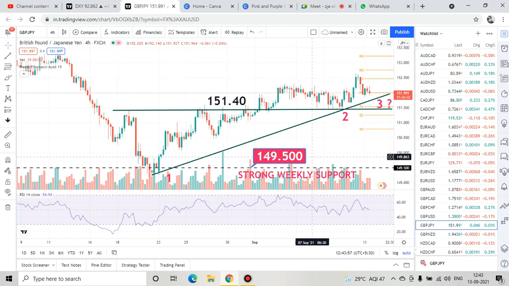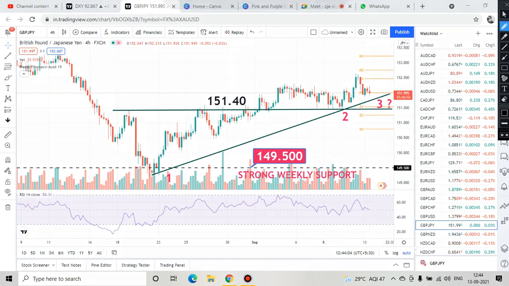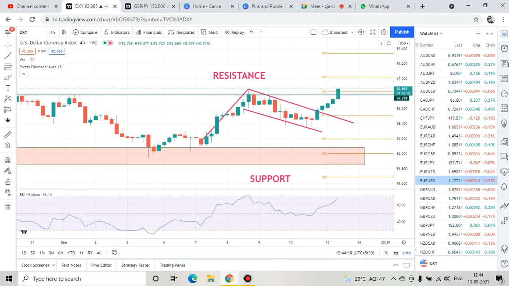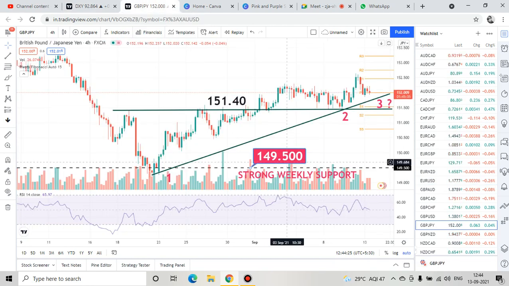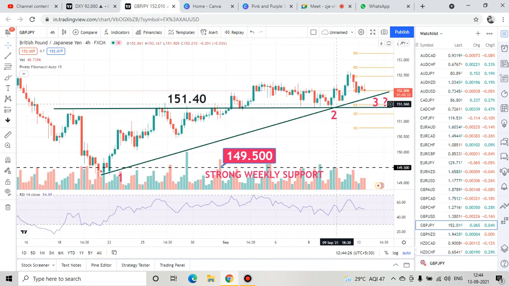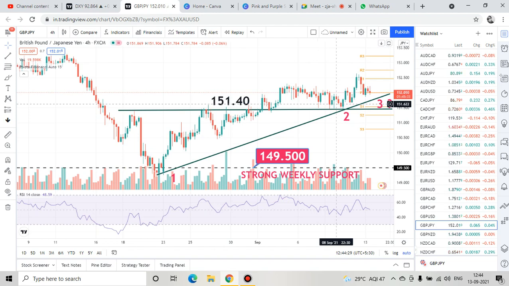You can see that right now the market is trading at 151.99. This is the current market price. After the market opening on Monday, we do not have any proper movement, and as we all know, during the first half on Monday, the market usually stays flat, apart from the US dollar, which is extremely bullish right now. We have already discussed that in our other videos. The rest of the currency pairs are more or less dull here, and GBP JPY is also quite dull.